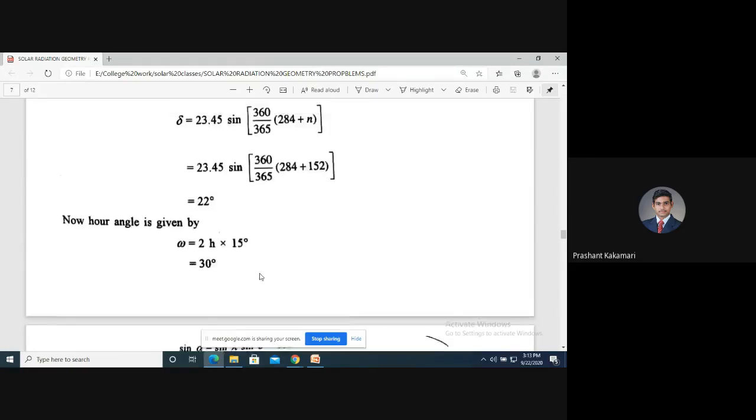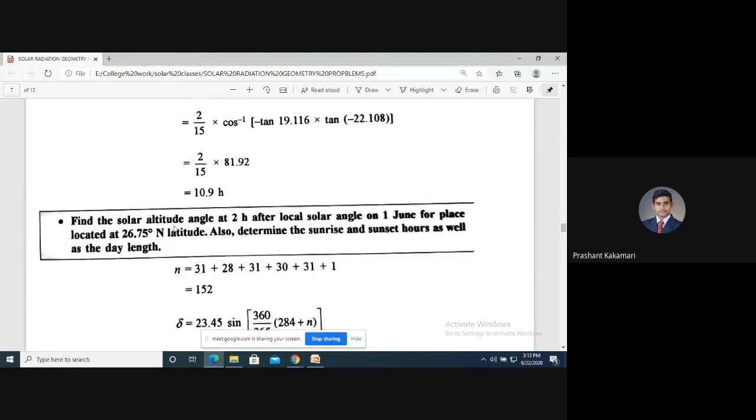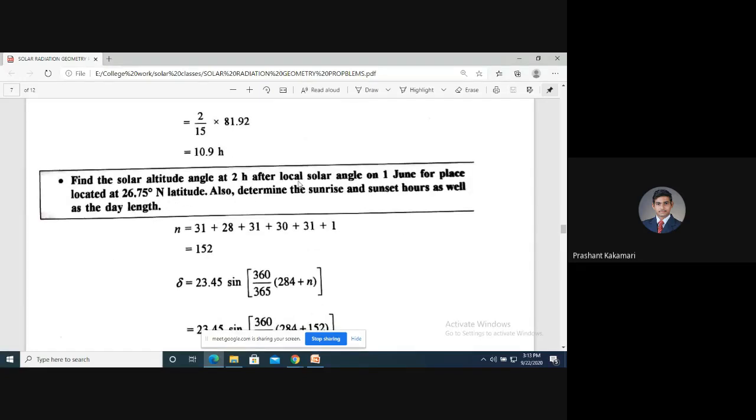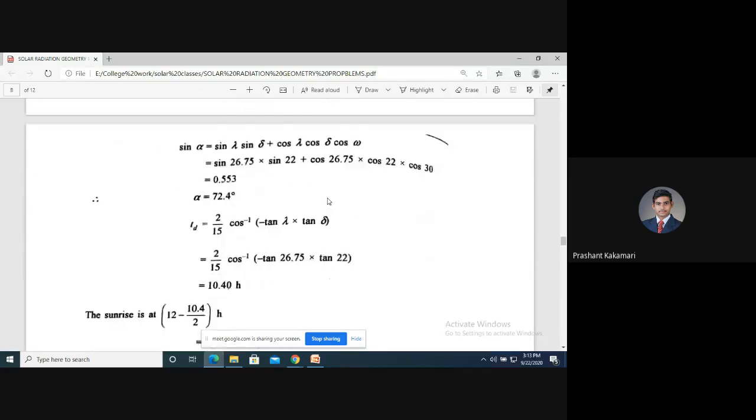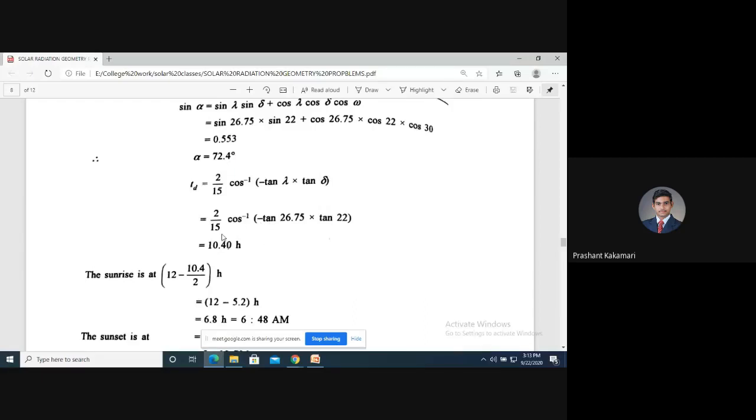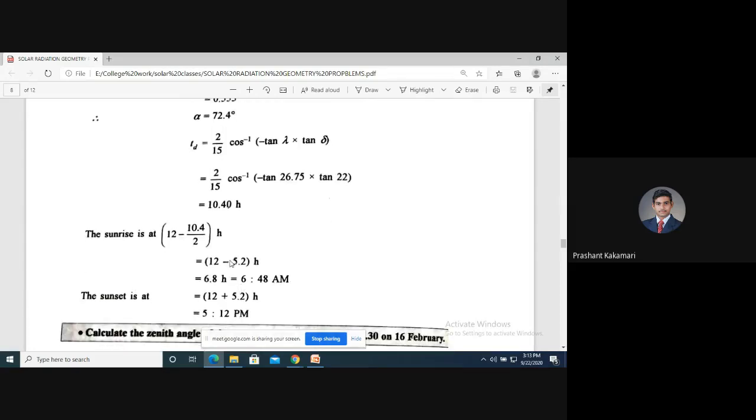So now you come to the day length. Here the altitude angle we have found out. Then determine the day length. After the day length we'll find out the sunrise and sunset hours. This is the special case of this problem: at what exact local time the sunrise and sunset are happening. So find the day length in a similar way to the earlier problems you have discussed. Then we'll find out the sunrise and sunset.